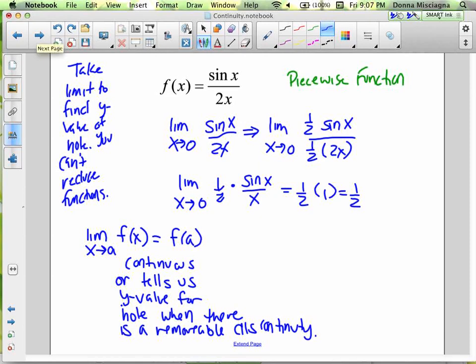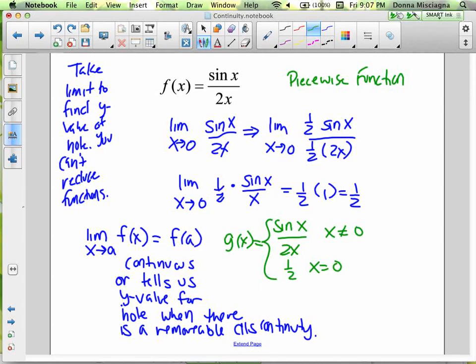And so if we wanted to rewrite this as a piecewise function, we would have g of x is equal to sine x over 2x, x not equal to 0, and then 1/2 if x is equal to 0.